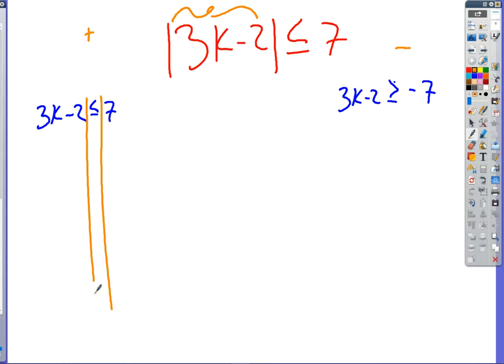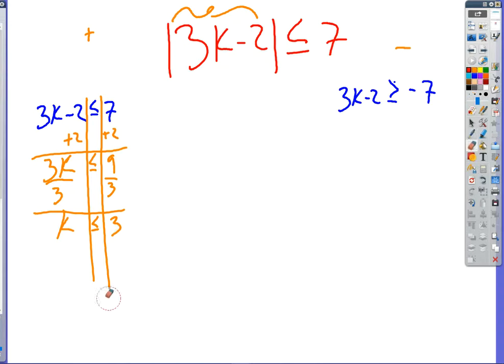What will I do to both sides to get the k, much better letter by far, by itself? Let's add 2. And so I get 3k is less than or equal to 9. What will I do to both sides? Divide by 3, and we get k is less than or equal to 3. Oh, that wasn't too shabby. Did we multiply or divide by negative any time in here? No. All right. So did I need to switch the sign? No. Well, that's good because I didn't.